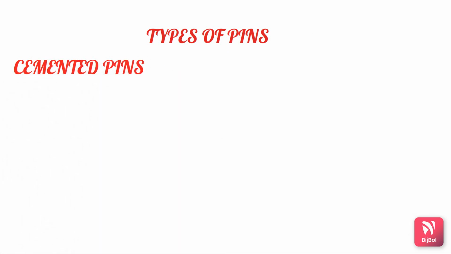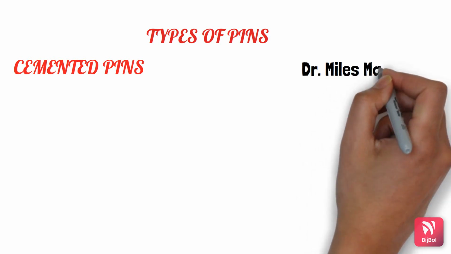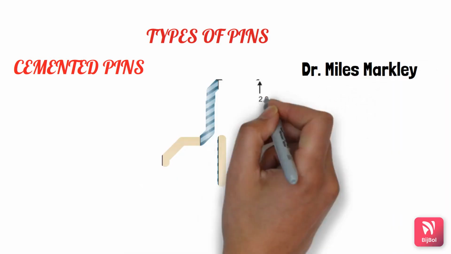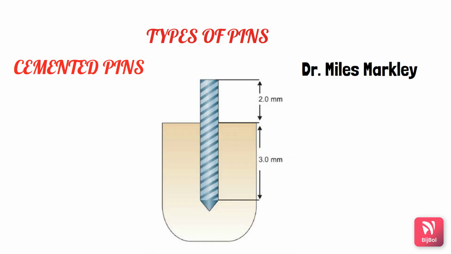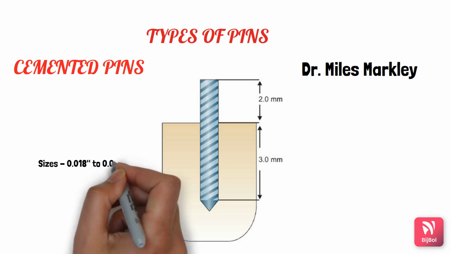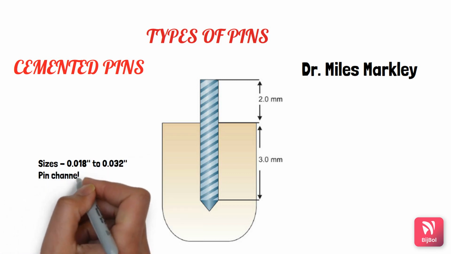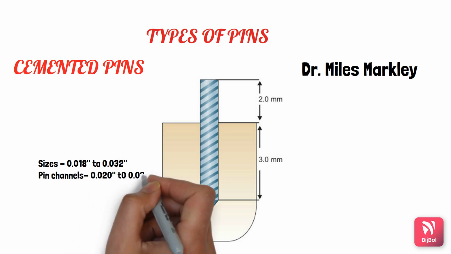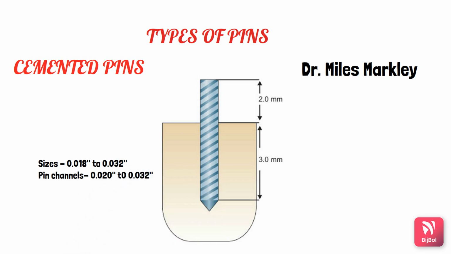Now we'll see the cemented pins. So what are cemented pins here? That is the type of pins that Dr. Mills Markley developed, the cemented pins in the large amalgam restorations. So these are made up of stainless steel with threads or serrations, which is having about the size of 0.018 inches to 0.030 inches. And the pin channels here are 0.020 inches to 0.032.